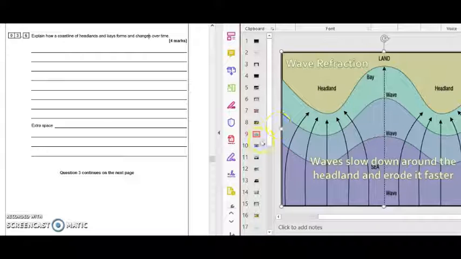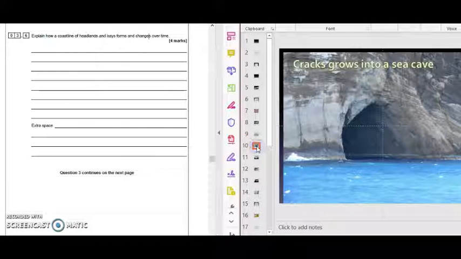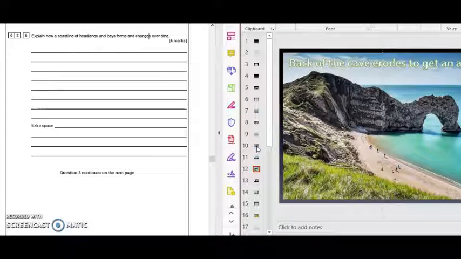So in the headland, you've always got cracks. You know, we can't just assume that rock is just one solid piece. There's going to be loads of weaknesses and cracks. As the waves refract, these cracks will grow into a cave, or be a bit more specific, a sea cave. The erosion will keep happening, the hydraulic action, the corrosion will keep going until the back of the cave might erode through. And at this stage, we've got a feature called an arch.